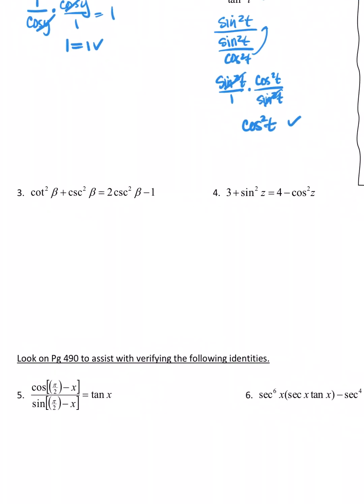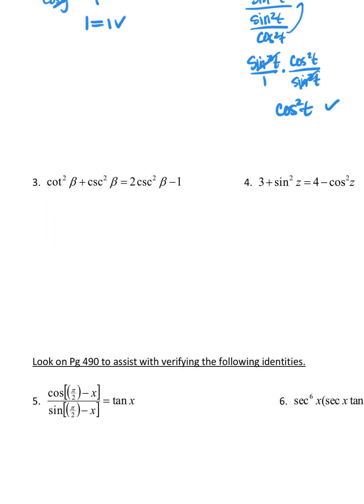All right, let's move on to number 3 here. All right, looks a little more complicated. You want to go on the complicated side of the equation. That's really because you have more to work with. So cotangent and cosecant squared. But notice on the right, all I have is cosecant. So I want to replace that cotangent with something to get me to cosecant. So one of your Pythagoreans has cotangent squared and cosecant squared.